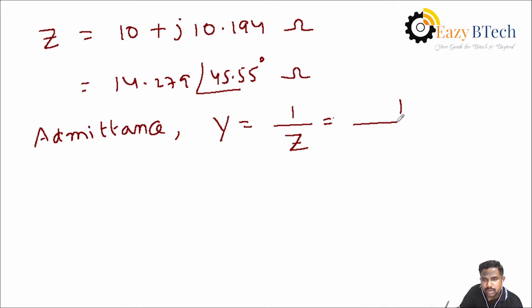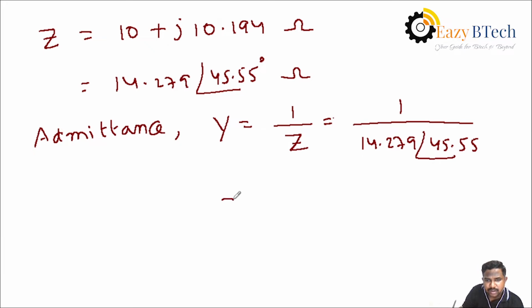Already we know the value of Z is 14.279 at an angle 45.55. Then 1 by 14.279 is nothing but 0.07. Then plus 45 is moving to the numerator. Hence, positive angle changes to negative value. Negative value changes to positive value when the angle moves towards the numerator.